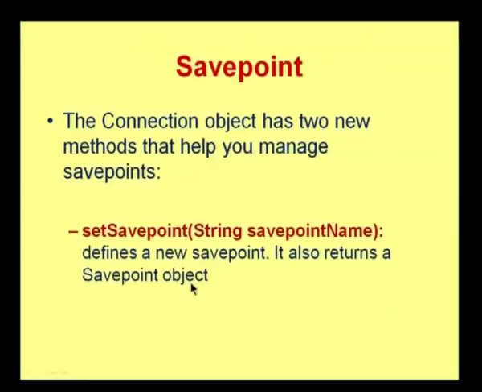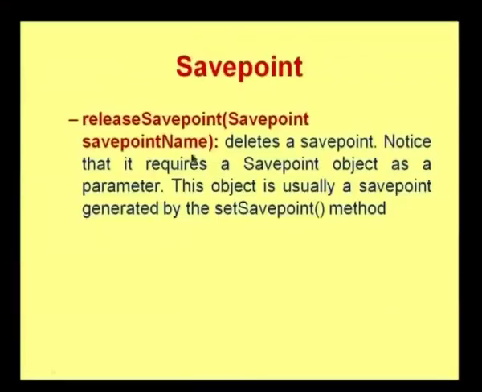So this defines a new save point. It also returns a Savepoint object. Whenever I pass a name, a save point will be created with the name which is passed as a parameter. There is another option called releaseSavepoint, which takes a Savepoint. This deletes a save point. Notice that it requires a Savepoint object as the parameter. This object is usually a save point generated by the setSavepoint method.